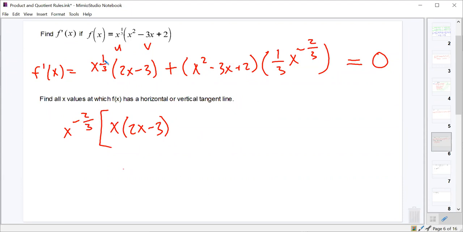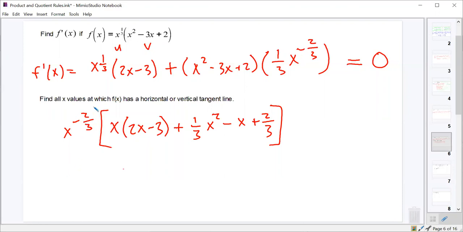Yep. Okay. And then we've still got over here, we took out the x to the negative 2/3. So we've got a 1/3 times this. So we got 1/3 of x squared minus 1/3 of 3x, which is just x, and then plus 2/3. Good or no? Good. Okay. We'll distribute out the x times the 2x minus 3, and then we'll combine our like terms.